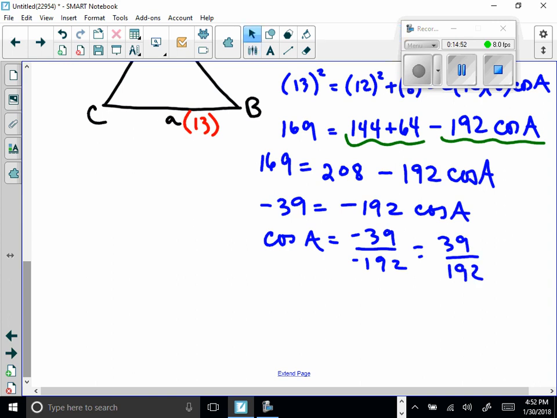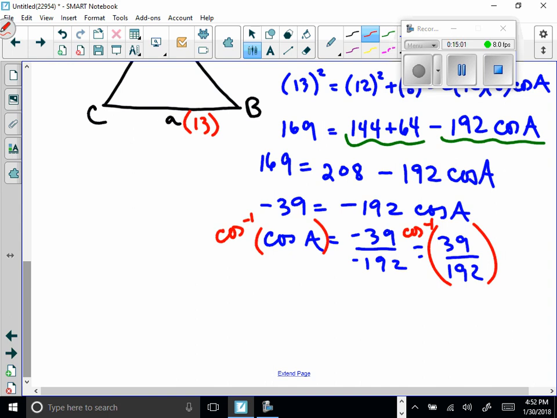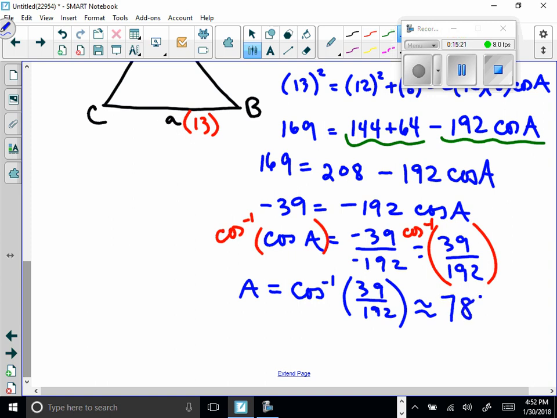And then to solve for A, I'm going to do the inverse cosine of both sides. Now make sure your calculator's in degrees when you do this, because to get A, I'm going to do the inverse cosine of 39 over 192. And I'm going to round my angle to the nearest degree, which leaves me with 78 degrees. So that's angle A.